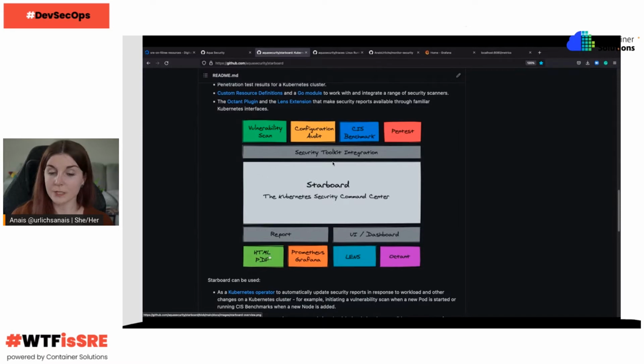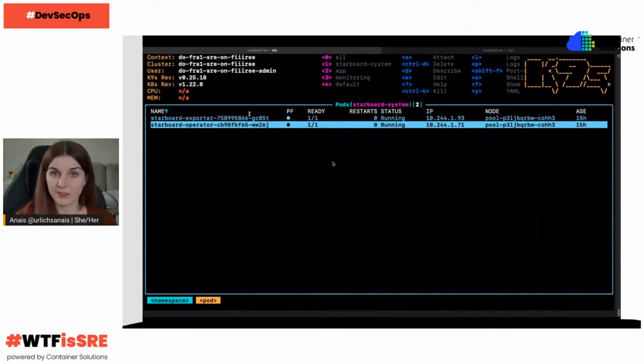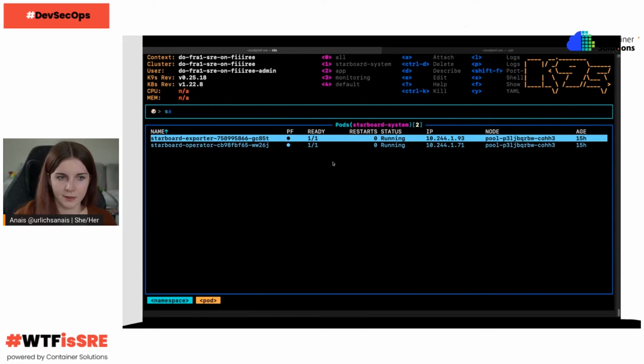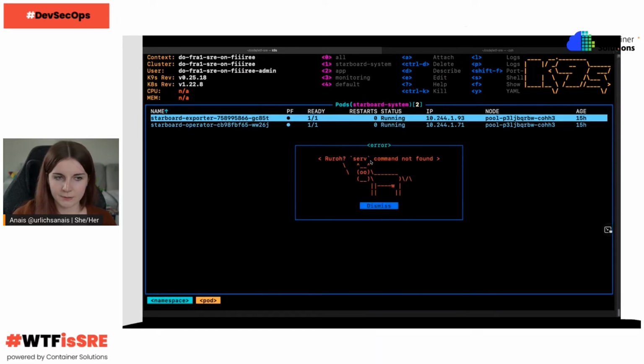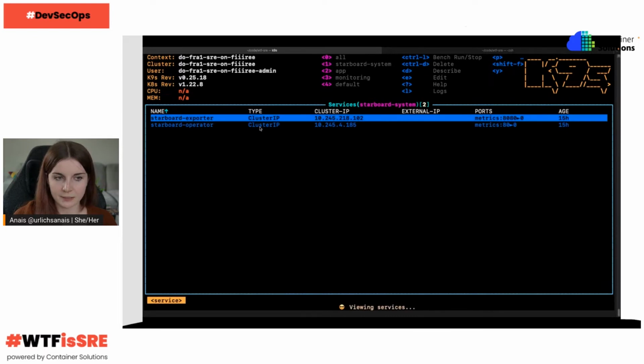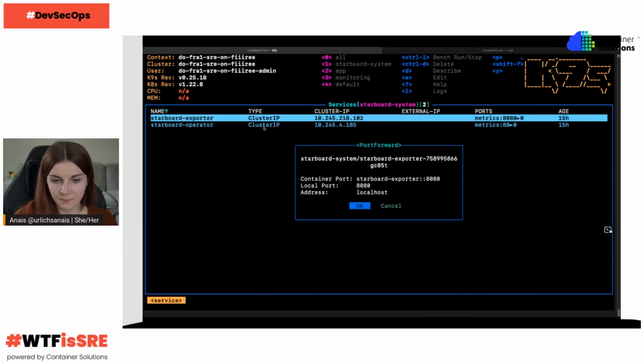Now you can access reports of your vulnerabilities, for example, in HTML or PDF format. In this case, we're going to use Grafana and Prometheus to access our reports. And then we also have Lens integration, if you fancy that instead. And then we have the exporter to access the metrics from the Starboard operator as well. Now, going back to, well, I'm just going to port forward it here so I can show you the metrics that the Starboard exporter is collecting.